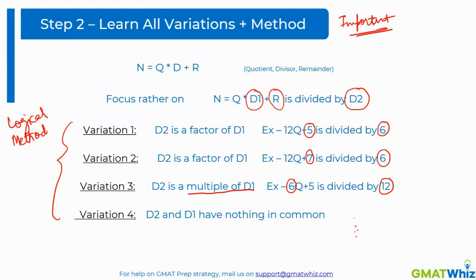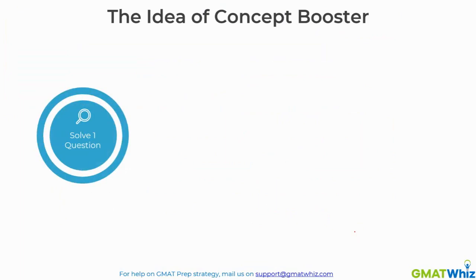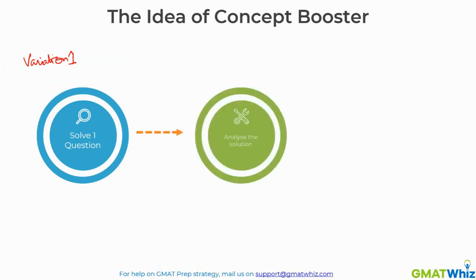Now, to help you achieve this, at GMAT Viz, we have created an idea of concept booster. We came up with this very unique concept: let's create a file called concept booster. After you learn the concepts through video lessons, we give you concept boosters where you get to solve one question at a time. The first question will be based on variation 1 of that particular topic. You solve one question, and right after solving it, you get to see the solution of variation 1.